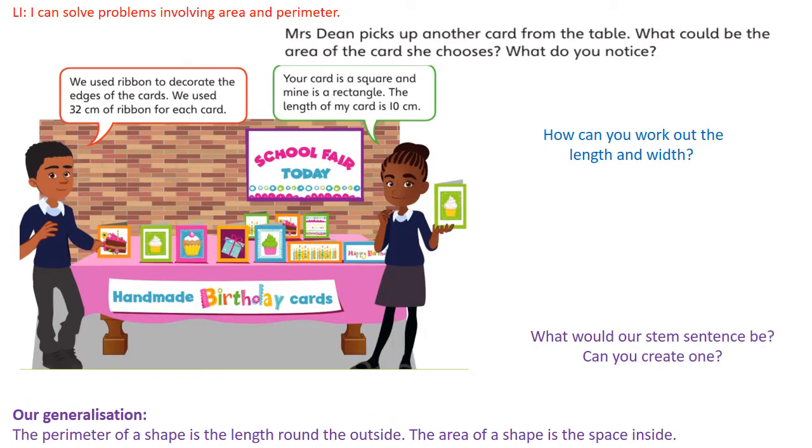So Mrs. Dean picks up another card from the table. What could the area of the card be that she chooses? And then it asks you what you notice. So we need to work out other possible lengths and widths.